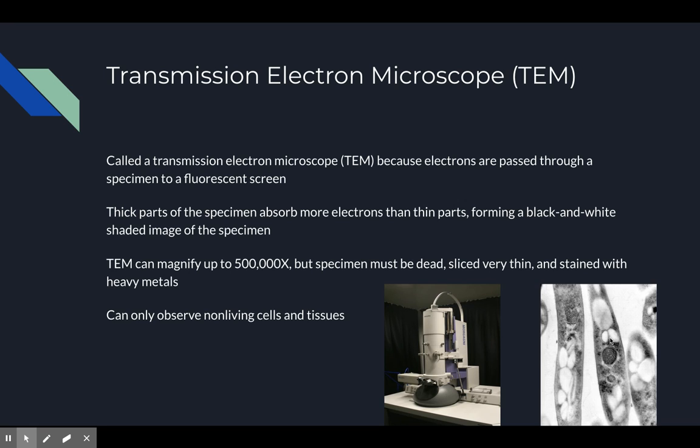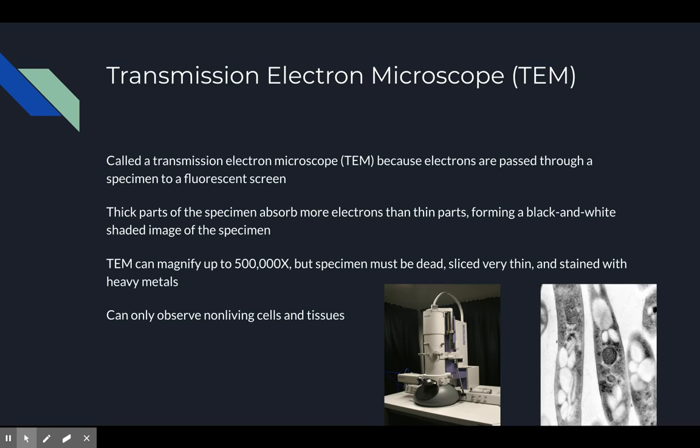TEMs can magnify up to 500,000 times, but the key with these is that the specimen must be dead, sliced very thin, and stained with heavy metals. So a compound light microscope, we can look at something living under there, whereas with a TEM, it can only observe non-living cells and tissues, right?